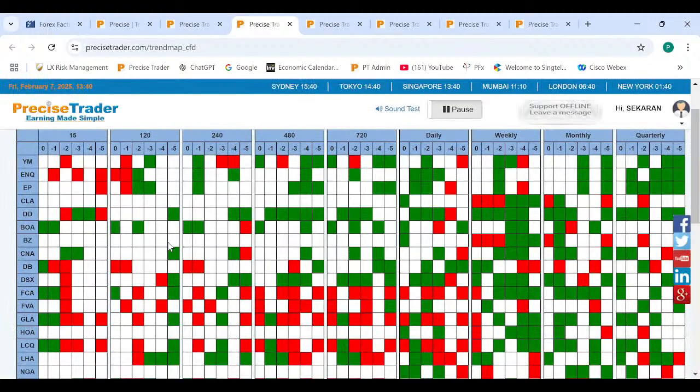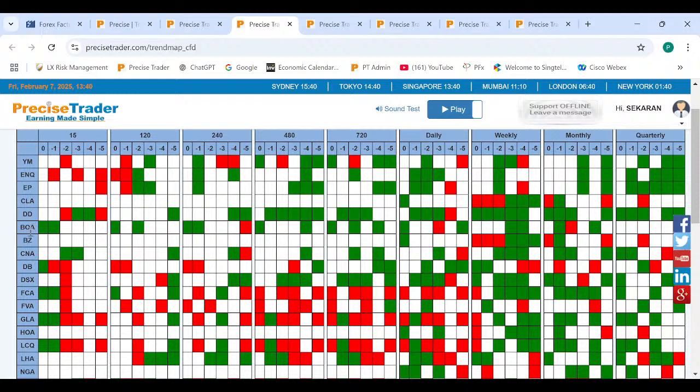Yeah. So we have this is Dow Jones, Nasdaq, S&P. Crude, I think we don't have a live feed, but it's delayed data. We see the daily, weekly is all highlighted. Then we have a DAX.